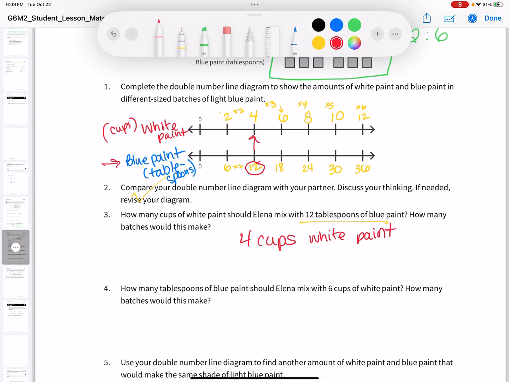Now, it asks how many batches would this make? Well, one batch was 2 to 6. The next one up is the one we're talking about, so that would be 2 batches. It could make 2 batches.